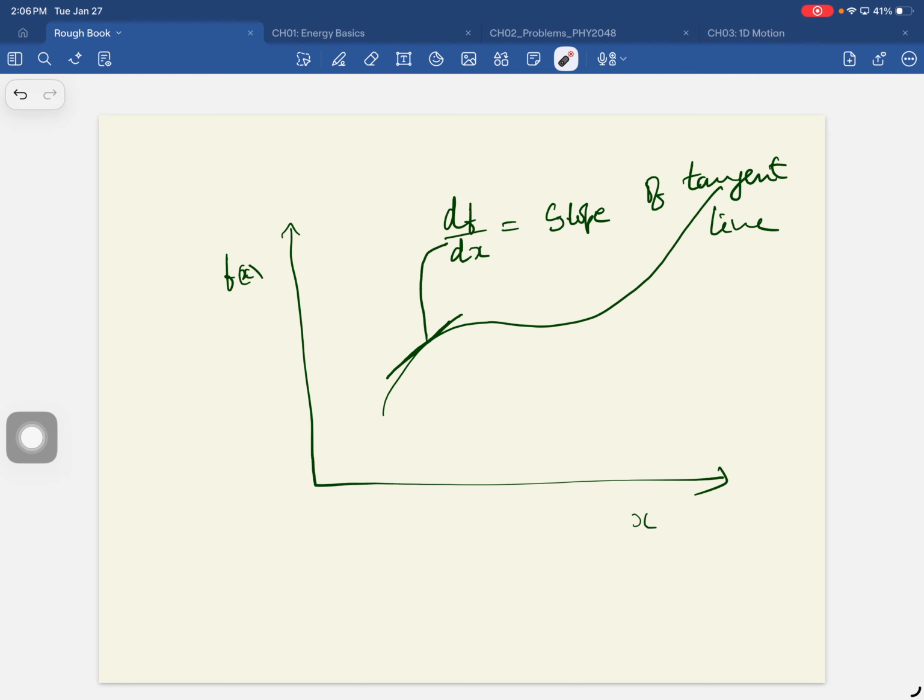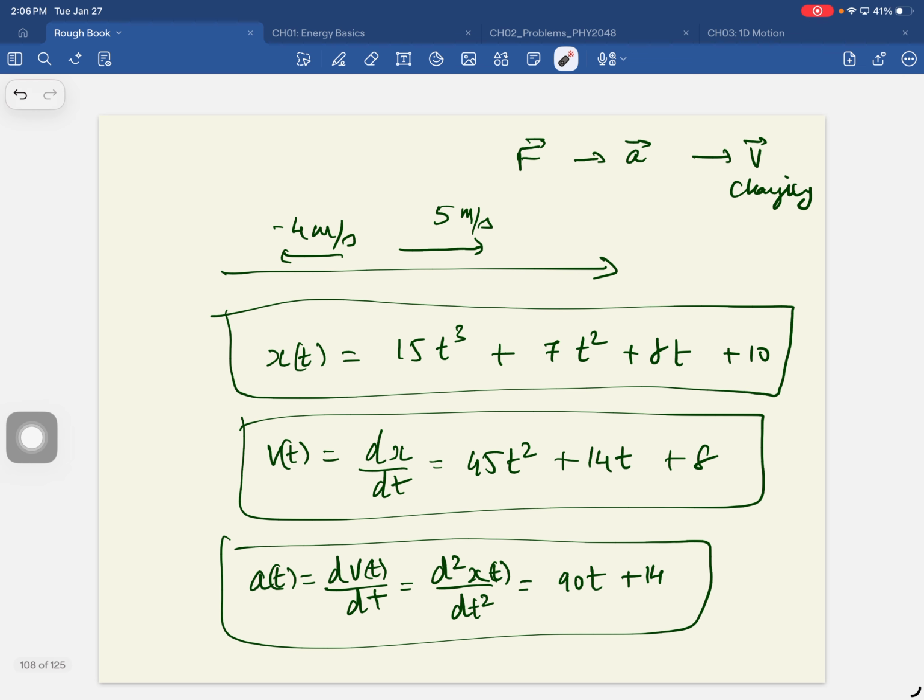Again, this is a vector divided by a scalar, which is a vector. What are the units? This has meters per second divided by second, meters per second squared. We are interested in the instantaneous acceleration. Instantaneous acceleration is dv by dt, and that's the second time derivative of the position.